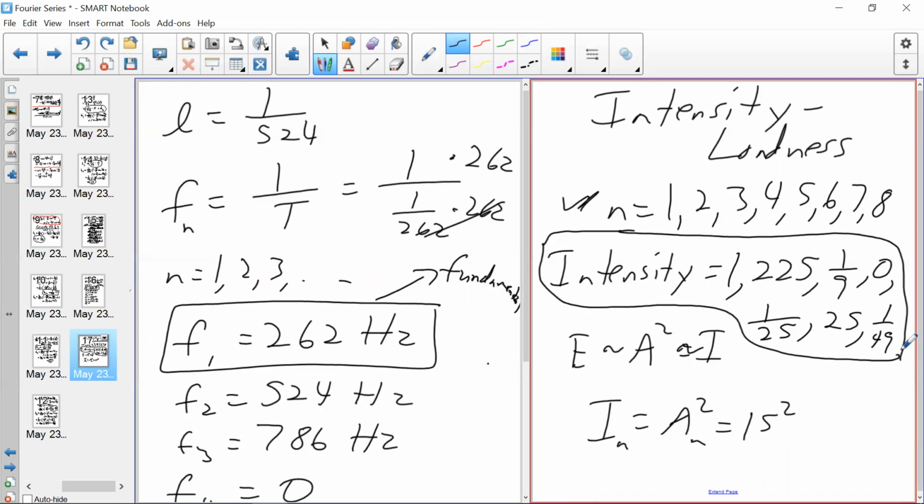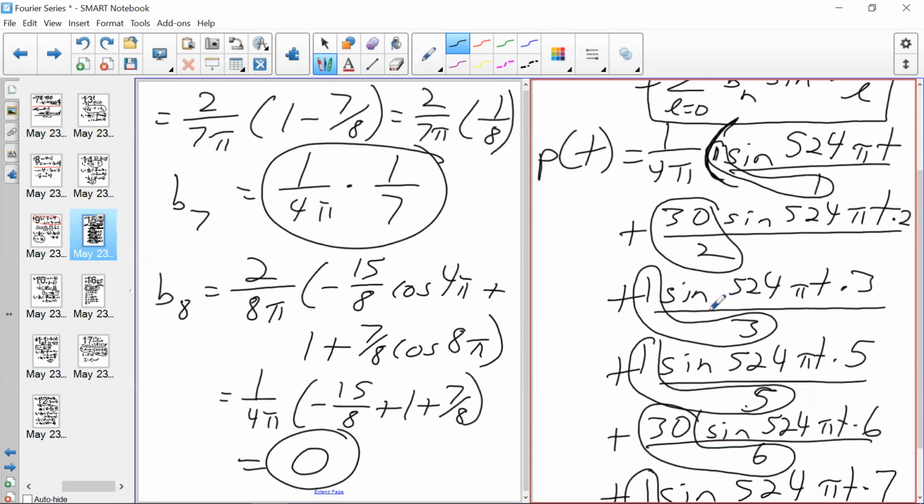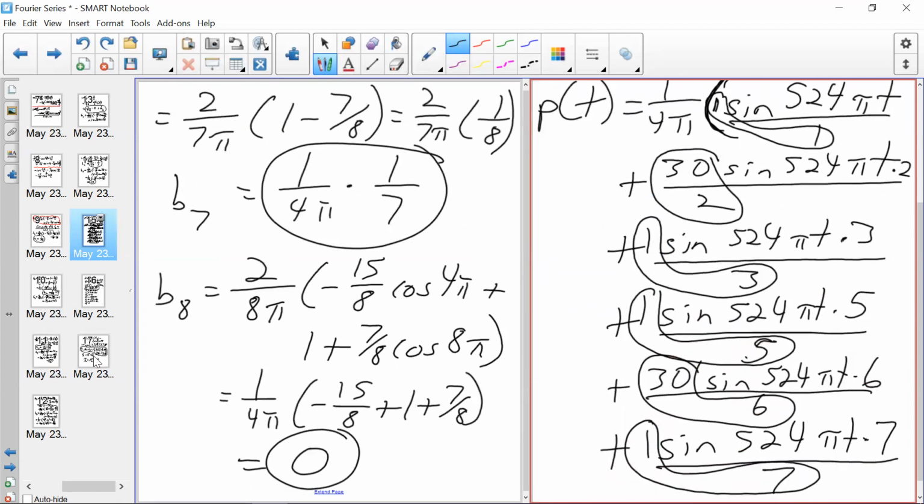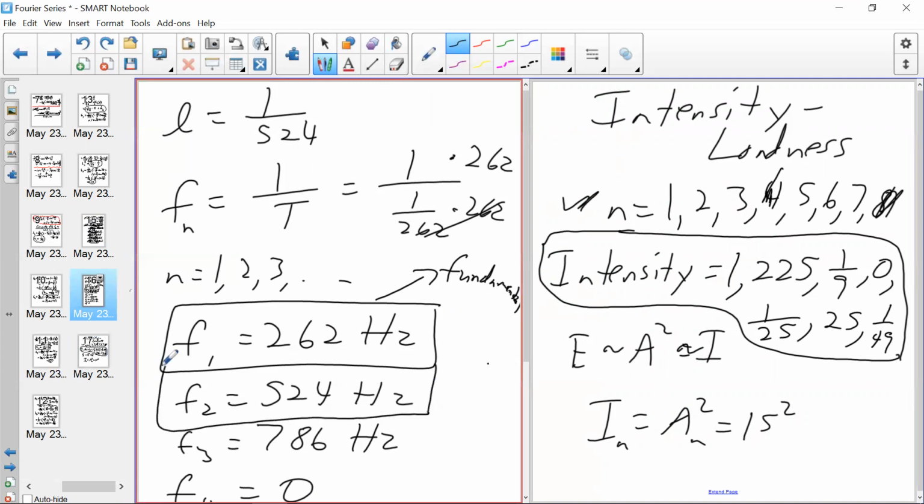So the intensity, loudness, is for all of the waveforms. I'll be writing up the problem here in a second for you. Remember, 4 and 8 don't exist because the B sub n's don't exist. So the amplitude for the first function is 1 over 1, or 1 squared, 1; 30 over 2, 15 squared, 225; 1/9, 1/25, 1/49. From here, you can see that the second waveform, the pitch at 524 hertz, is the loudest.